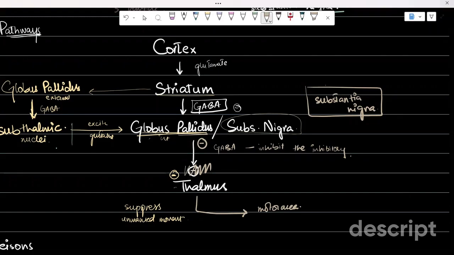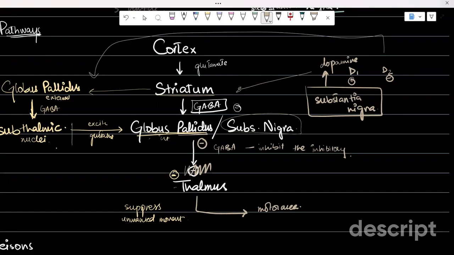So substantia nigra has dopaminergic neurons and it secretes dopamine. The D1 receptors are present in the direct pathway, which are excitatory, and the D2 receptors are in the indirect pathway, which are inhibitory, basically inhibiting the function of the globus pallidus. So D1 will then excite the cortex. So in case there is no dopamine, the cortex will not be excited and the direct pathway will not work.